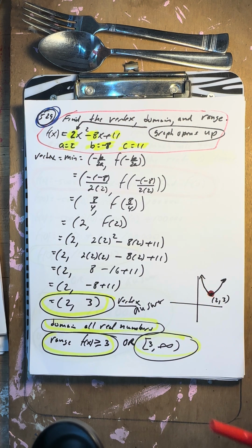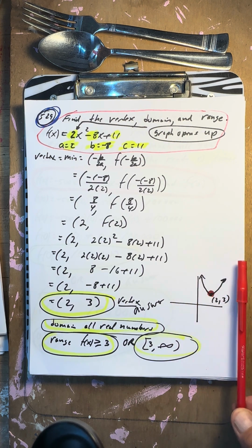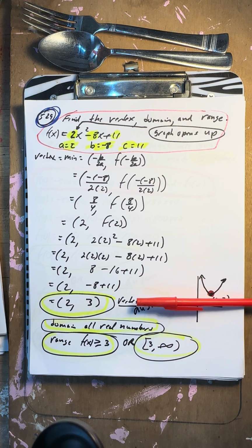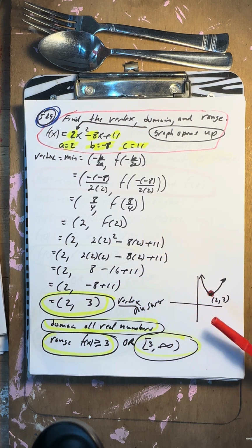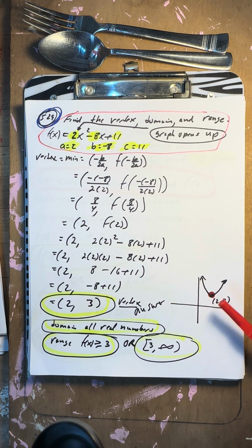It opens up. Okay. So domain, all real numbers. And the range is f of x greater than or equal to 3, or all real numbers what? Greater than or equal to 3.